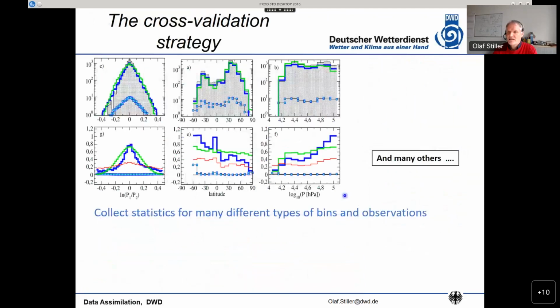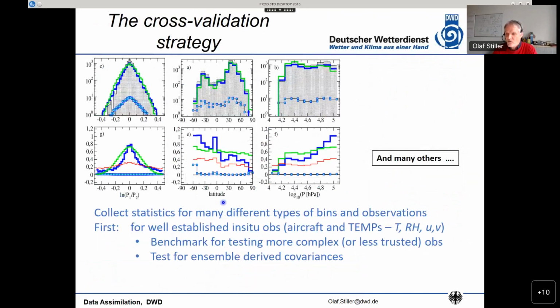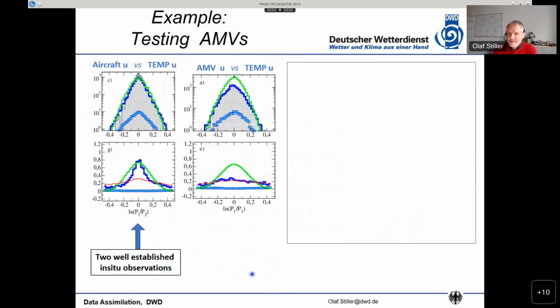So that's the diagnostics, and the strategy now was to collect statistics in a large number of very different bins, which might tell you different things about the quality of your observations, and to do it for a large number of observations, starting with well-established in situ observations, which you can take as a benchmark, and also as a test for the ensemble covariances. And then in the second step, of course, to use this for cross-validating less trusted observations.